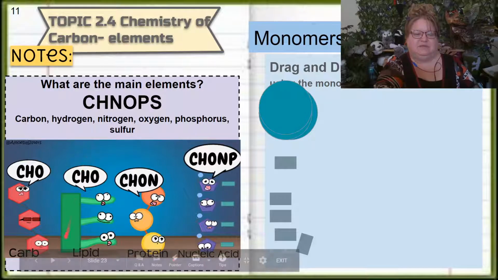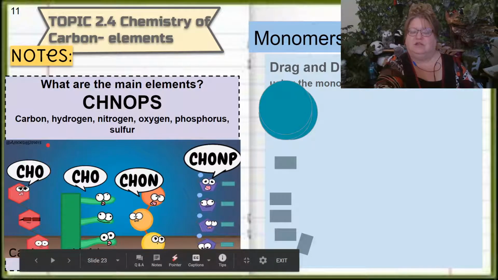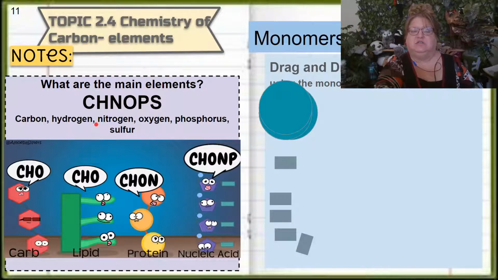And you can see by this little cartoon from the Amoeba Sisters that carbohydrates have carbon, hydrogen, and oxygen. So do lipids. Lipids have carbon, hydrogen, and oxygen. The difference is in their ratio, their combination. Proteins have carbon, hydrogen, oxygen, and nitrogen, CHON, and then sometimes sulfur. And then nucleic acids have carbon, hydrogen, oxygen, nitrogen, phosphorus. So if you're wondering where that sulfur was, it's in proteins.